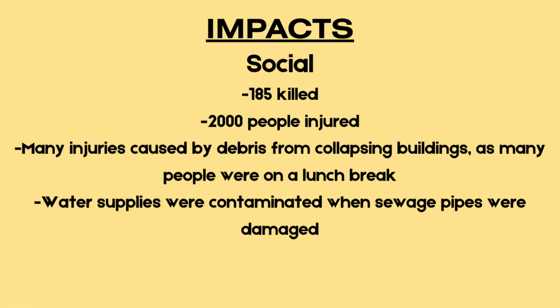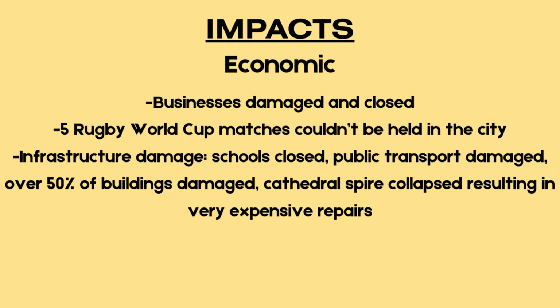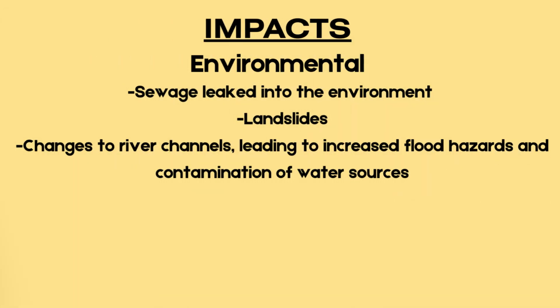Here are the impacts. Socially, 185 people were killed and 2,000 people were injured. Many injuries were caused by debris falling from collapsing buildings, as many people were on a lunch break. Economically, many businesses were damaged and closed. 5 Rugby World Cup matches couldn't be held in the city and lots of infrastructure was damaged. This included schools and public transport. Over 50% of buildings were damaged, and the cathedral spire collapsed, resulting in very expensive repairs.